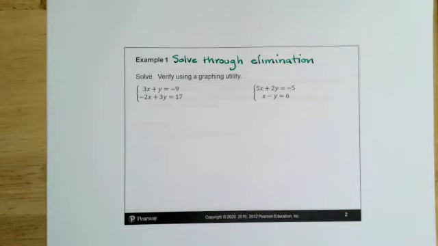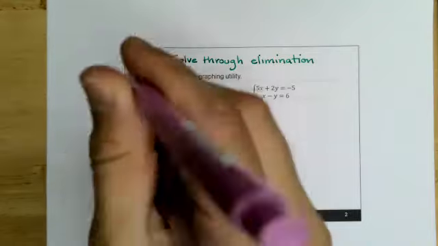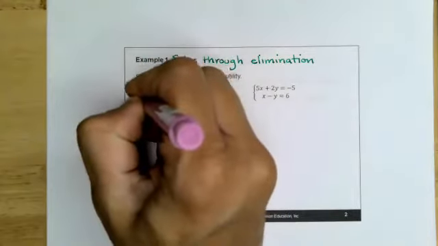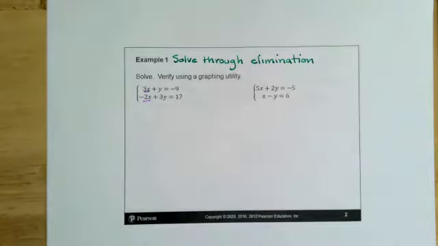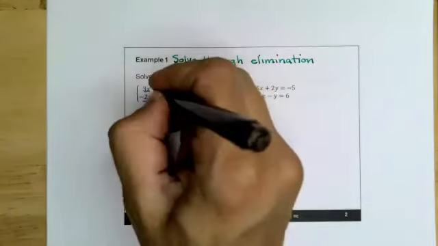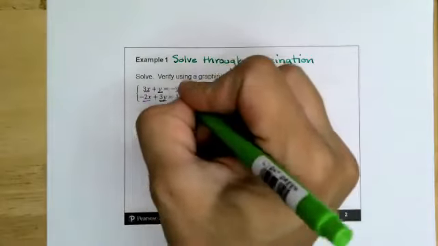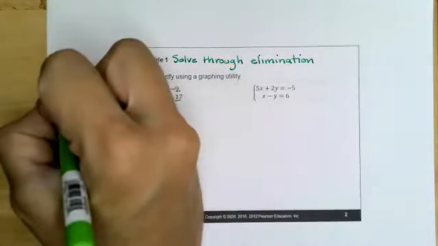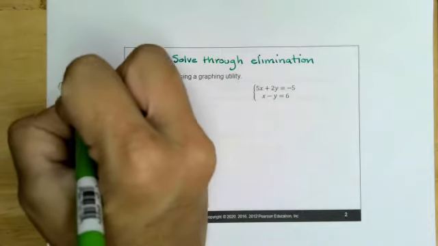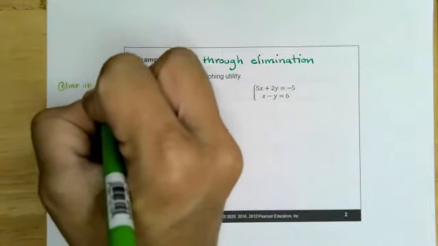So how would I eliminate a variable? First, we need to line up the equations. So for example, 3x is right above 2x. They are lined up. Y is right above 3y. They are lined up. And then the constant is right above the constant. So we line up the equations.